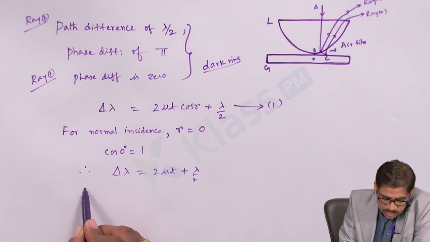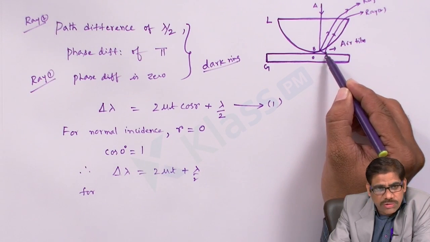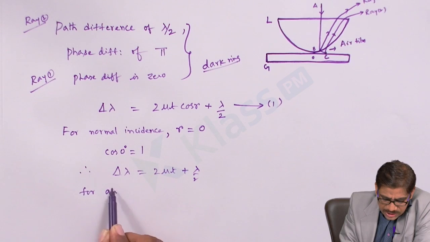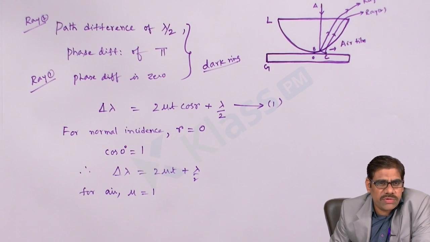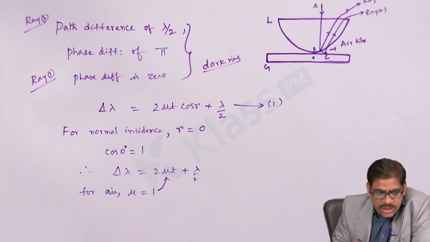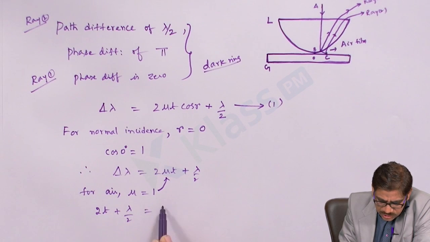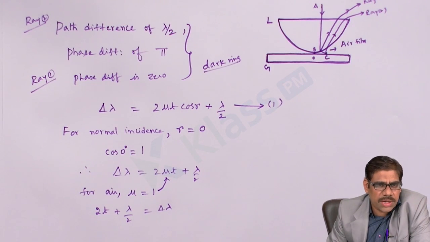Now, as we are dealing with the interference pattern in the case of ray 2, we are concerned with the air film. So, for air, the refractive index is equal to 1, so we write mu is equal to 1. If we substitute the value of mu in the above equation, we have 2t plus lambda by 2 is equal to delta lambda.